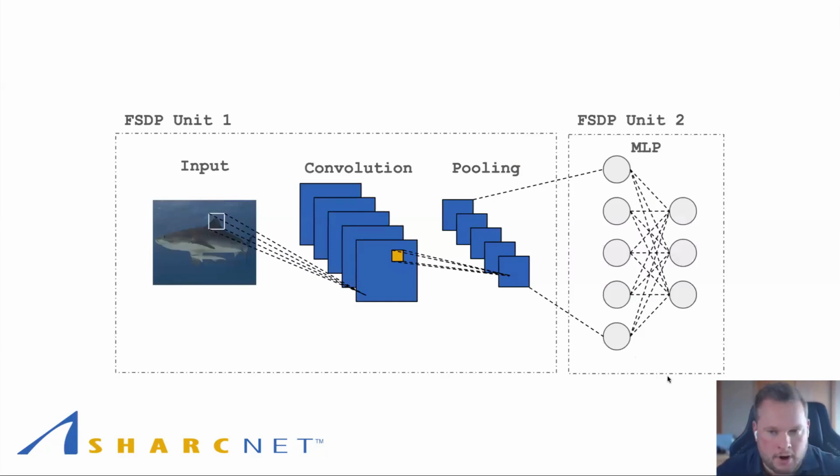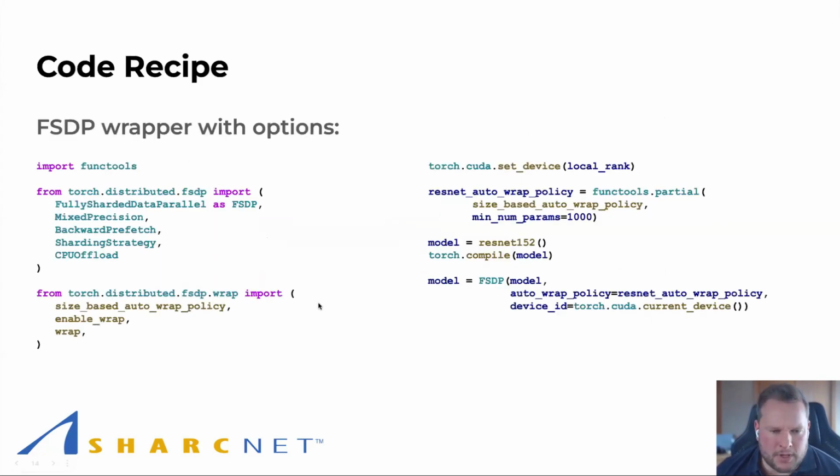Okay, so going back to our simple convolutional network, the picture we had before is the first unit is the first bit of our network, and then our second unit is the fully connected layers that we use for classification at the end. But the auto wrap policy we're using here is called a size-based auto wrap policy, and it takes an argument called min num params, which is the minimum number of params required to wrap the module. So the way this will work is FSDP will traverse through the tree of your model.